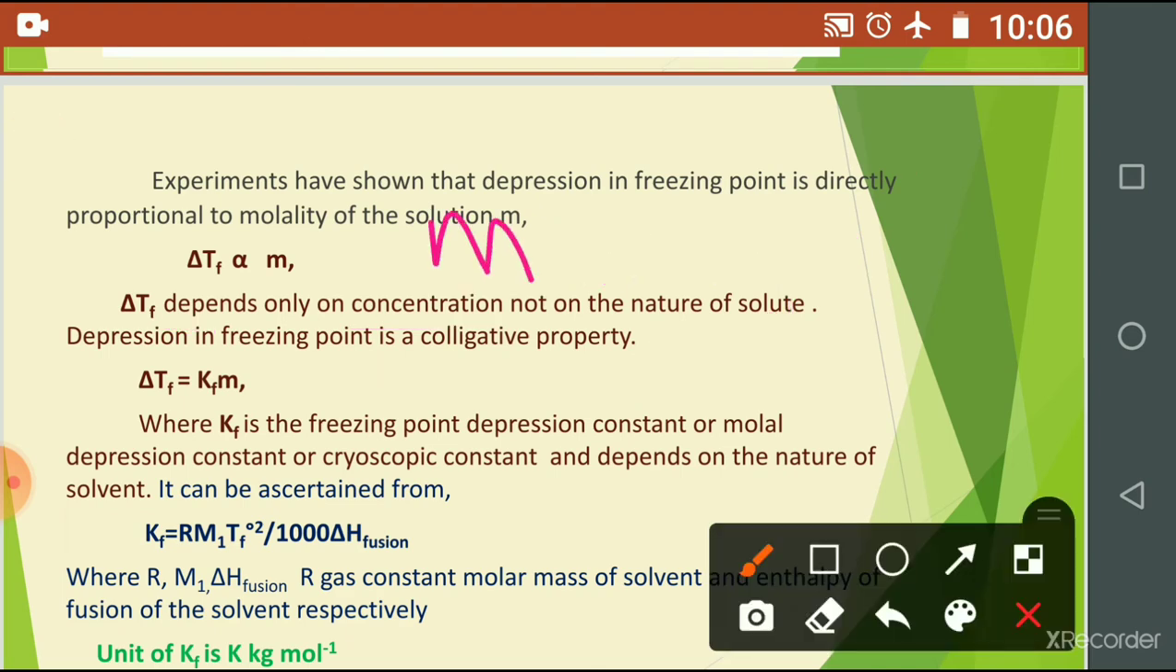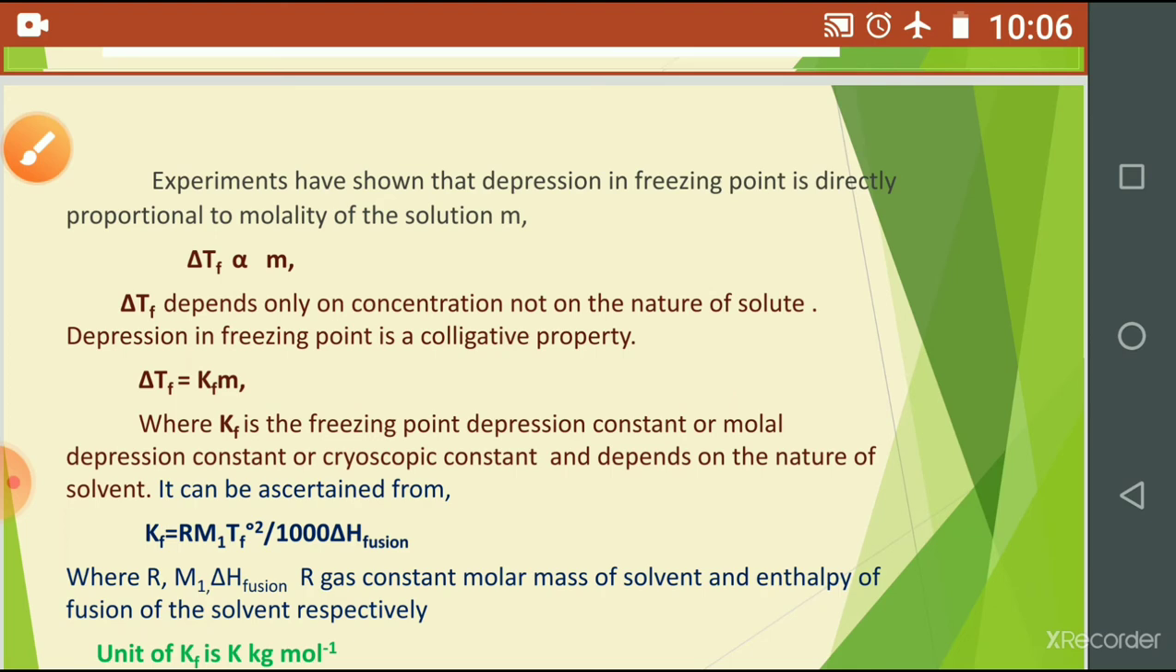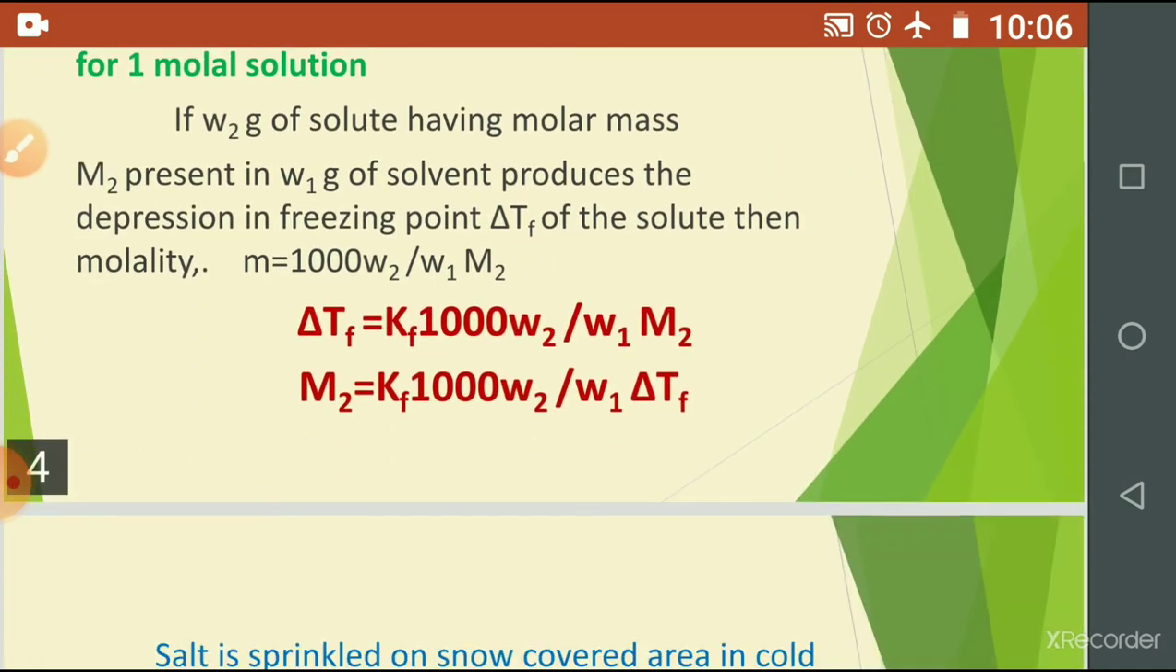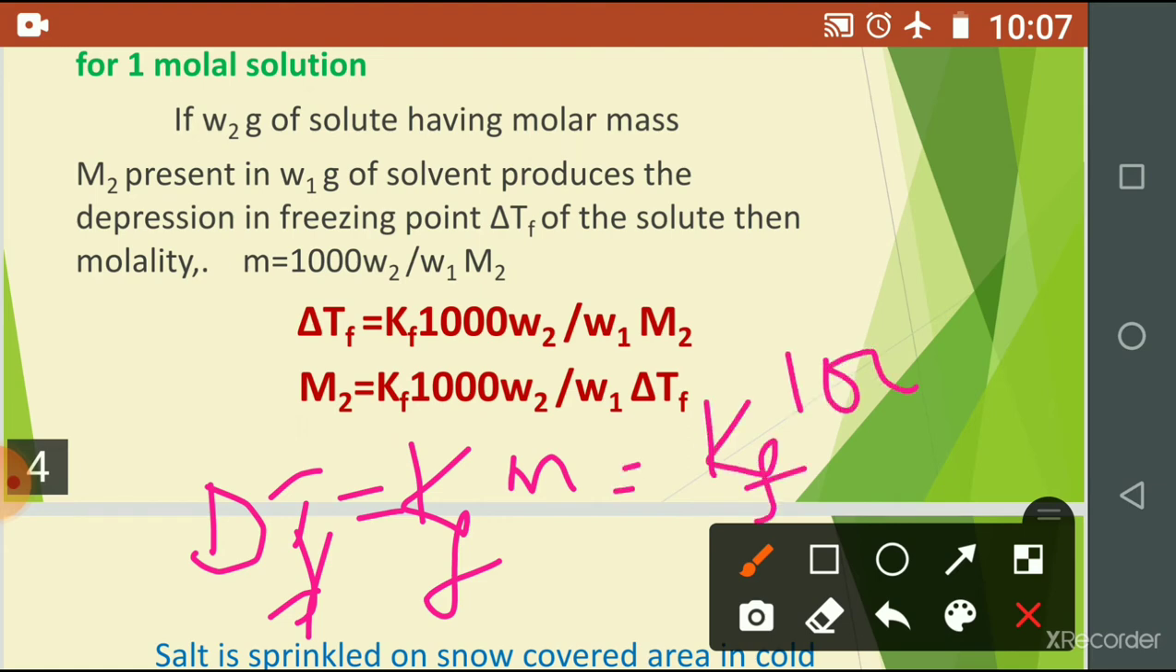We know that molality of a solution produced from dissolving W2 grams of solute of molar mass M2 has number of moles W2 by M2, in W1 grams of the solvent. To write it in kg, we divide by 1000, so that it will be the number of moles present in 1 kg. So molality is equal to 1000 W2 divided by W1 into M2. If we substitute the same, we will get the expression delta Tf is equal to Kf into molality. So instead of molality, we write Kf into 1000 into W2 divided by M2 into W1.